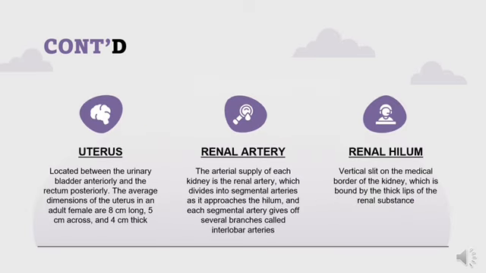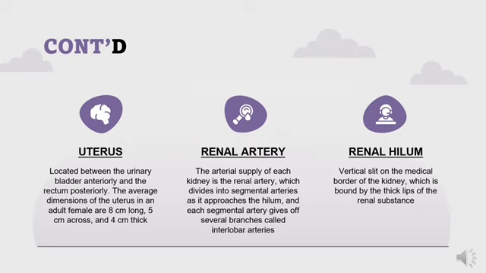Okay, next, uterus. Located between the urinary bladder anteriorly and the rectum posteriorly. The average dimensions of the uterus in an adult female are 8 cm long, 5 cm wide, and 4 cm deep. Renal artery. The arterial supply of the kidney is the renal artery, which divides into segmental arteries as it approaches the hilum, and its segmental artery gives off several branches called interlobar arteries.